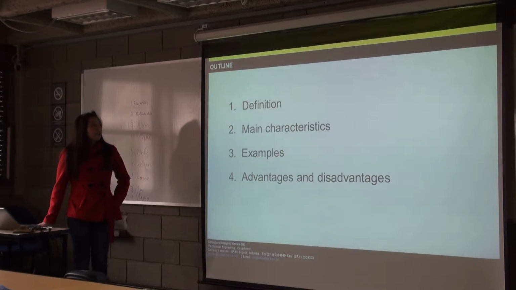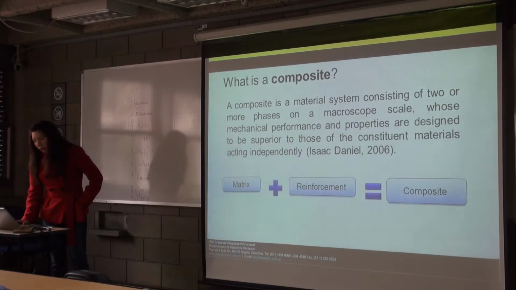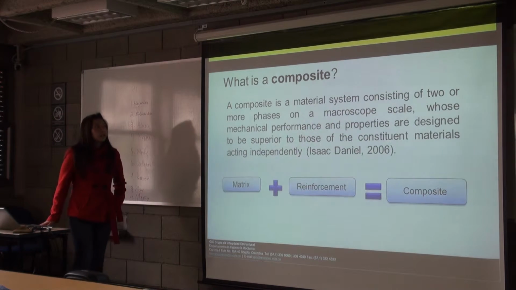First, I'm going to give you the definition of a composite material. Second, I'm going to give you the main characteristics of these materials. Third, I'm going to show you some examples of composites used in the industry. And finally, some advantages and disadvantages of this kind of material. Well, let's start. Let me explain what a composite is.